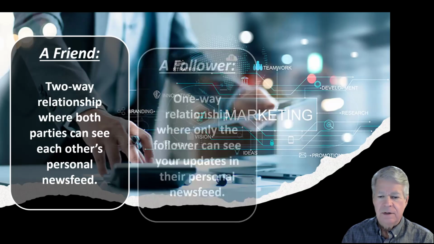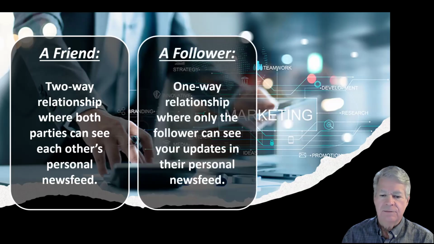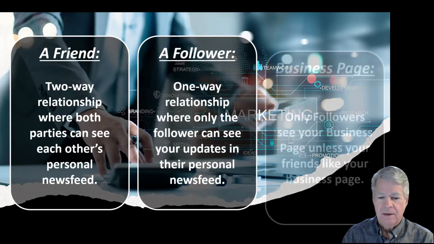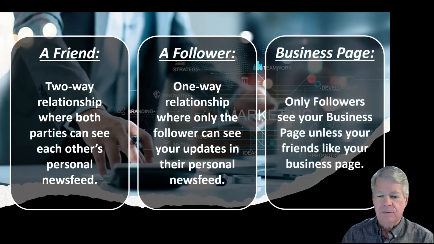A follower is a one-way relationship where only the follower can see your updates in their newsfeed. You can't see their newsfeed. People can't send a friend request to a business page. They can only be followers. They can also like your page and become a follower that way. Your business page feed is always public. But even if they don't follow your business page, you can still share business posts with your friends by selecting them individually, as we'll see in a minute.